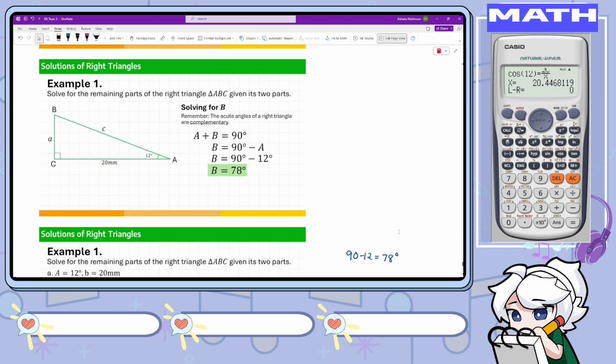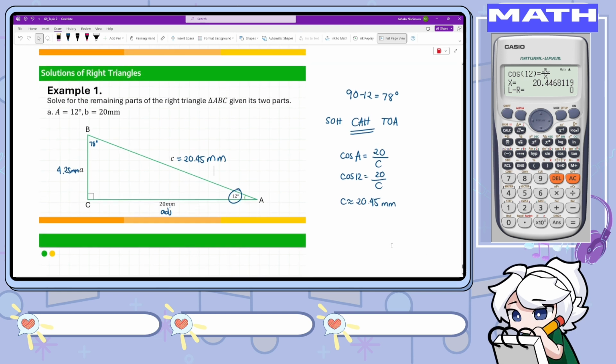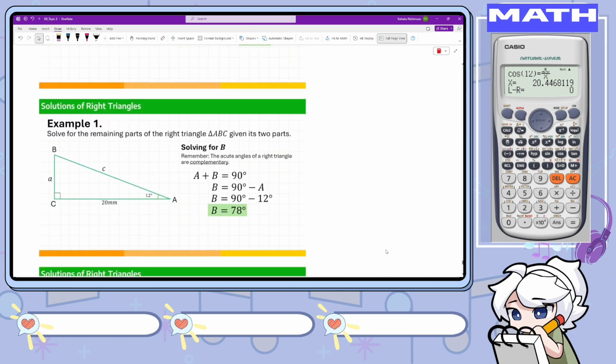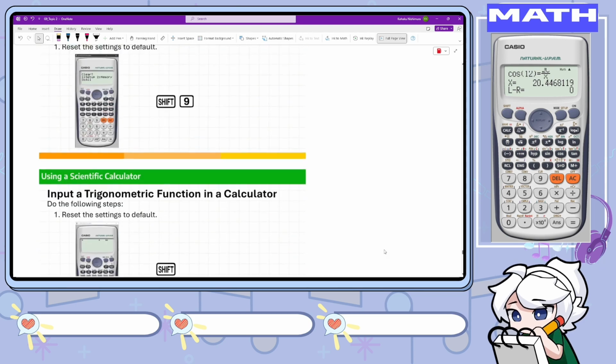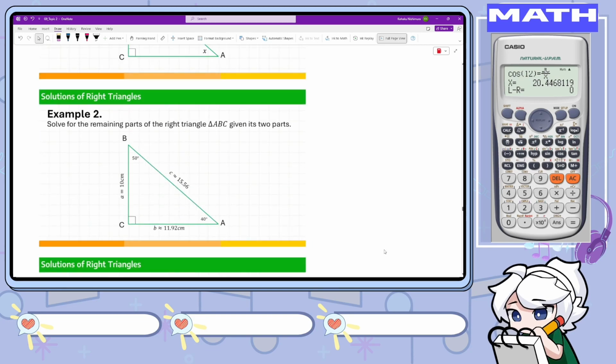I hope you understand this part. Now, I think we are already done. We have already solved everything that we need to know. So 20.45 millimeters. Thus, we complete the triangle. I hope you understand this part. Now, I just taught you a really cool trick on the calculator. You will not have trouble solving for this one.